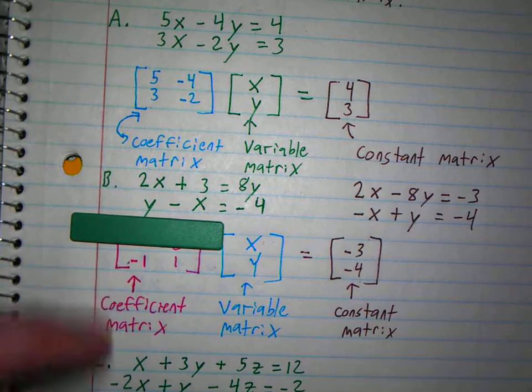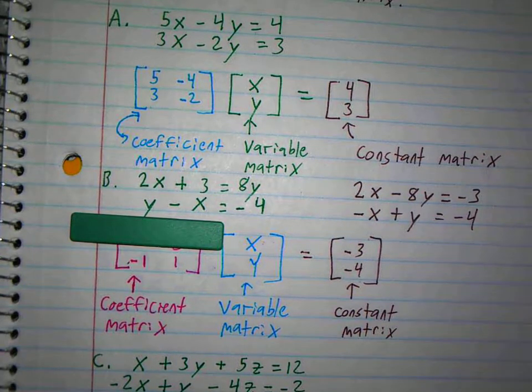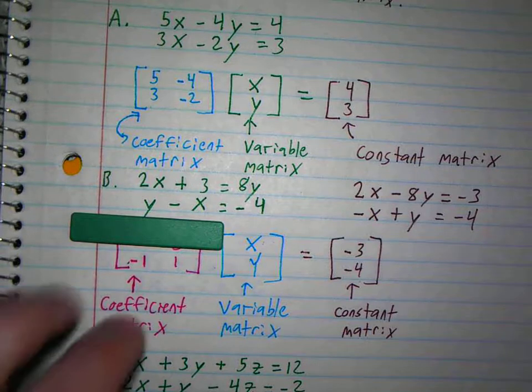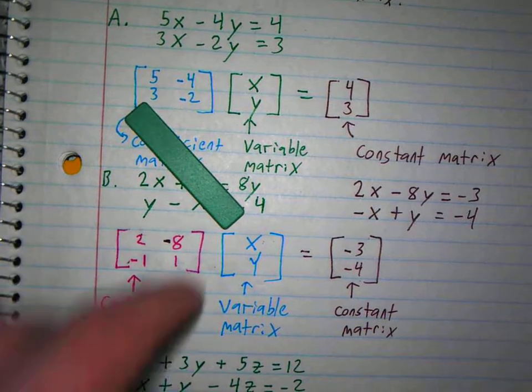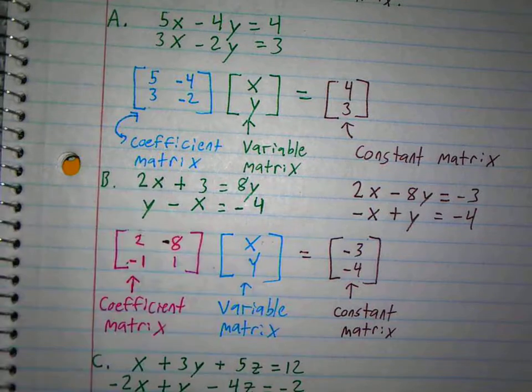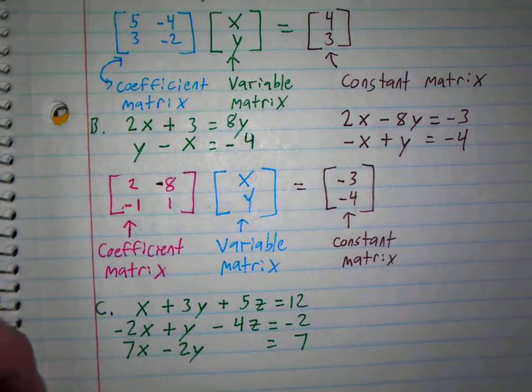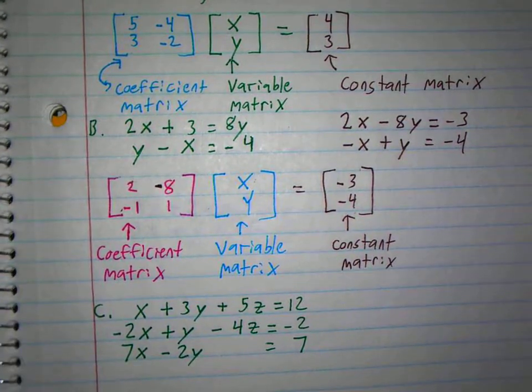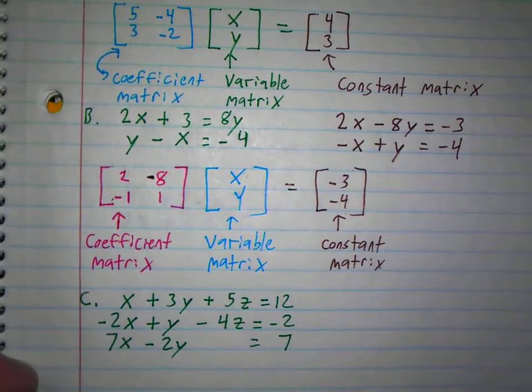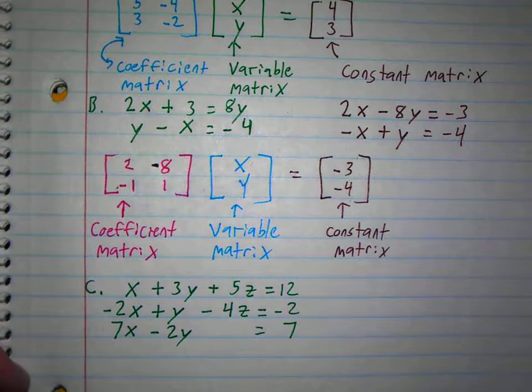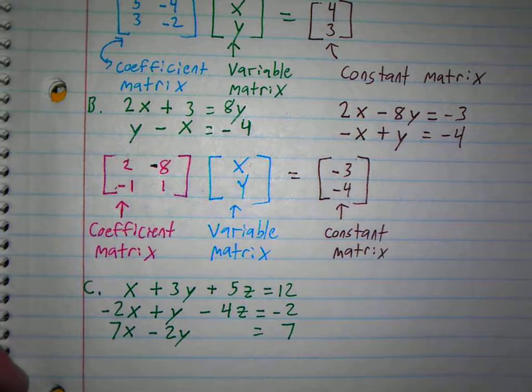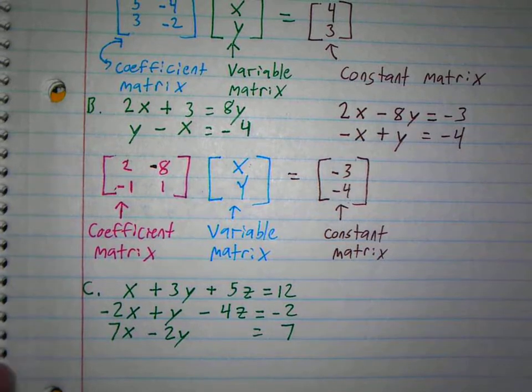And so when you set this up as a matrix equation, then you could solve for x, y by finding the inverse. And I already taught you how to find the inverse. So a 3x3 is just the same. It's just a little bit longer and wider. So go ahead and see if you could write this as a matrix equation, and then identify the coefficient matrix, the variable matrix, and the constant matrix.